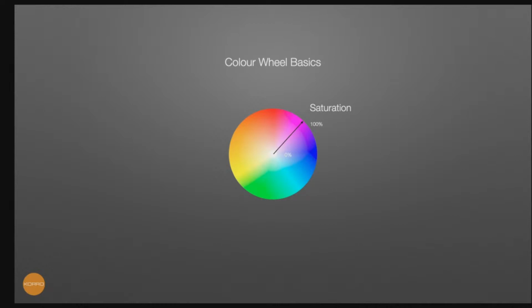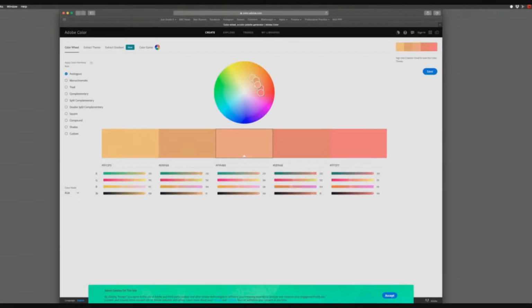Now, color wheels are really useful, particularly when you're developing color palettes and when you're thinking about looks for films. And a really good place to start, if this is all kind of new to you, if you've not heard of additive color model, if you've not really used color wheels before, there's a really useful resource on Adobe's website, which is called Color, spelled the American way, .adobe.com. And it really helps you get an overview of the different types of color harmonies. So we've got analogous, monochromatic, triadic, complementary, split complementary, double split complementary, square, compound, shades, and then there's also a custom view that you can do here.